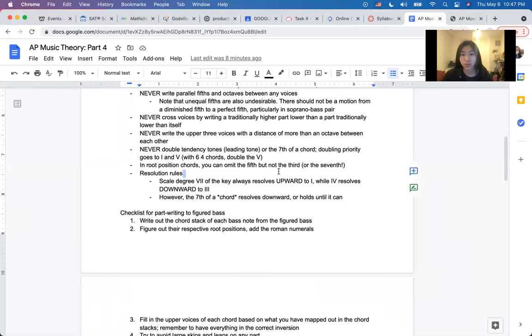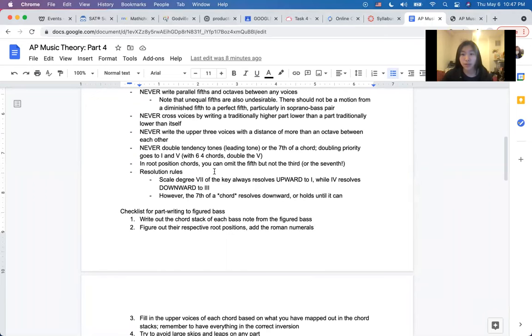Resolution rules. This is pretty important. If you have a scale degree 7 in a chord, then the key always resolves upward to 1. And if you have a scale degree 4 of the key, it resolves downward to 3. However, the 7th of a chord, this is different.